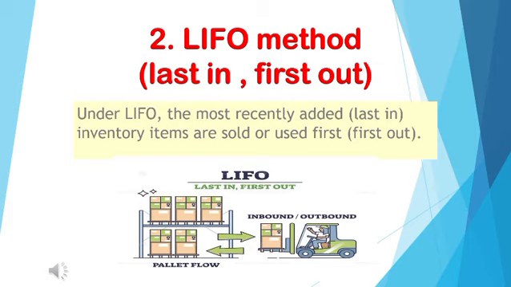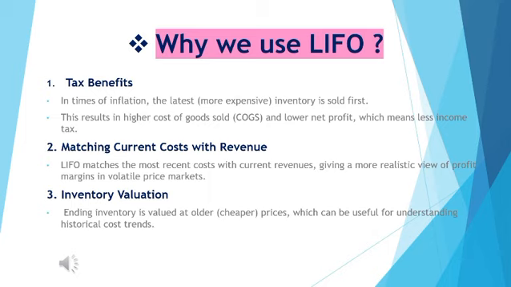LIFO is another method to calculate the purchases and issues of stocks in a factory. LIFO stands for last in first out, which means the lastly purchased stock will be issued first. Why do we use LIFO? For several reasons, such as tax benefits, matching recent costs with current revenue, and to value inventory. Further uses are shown in this slide.